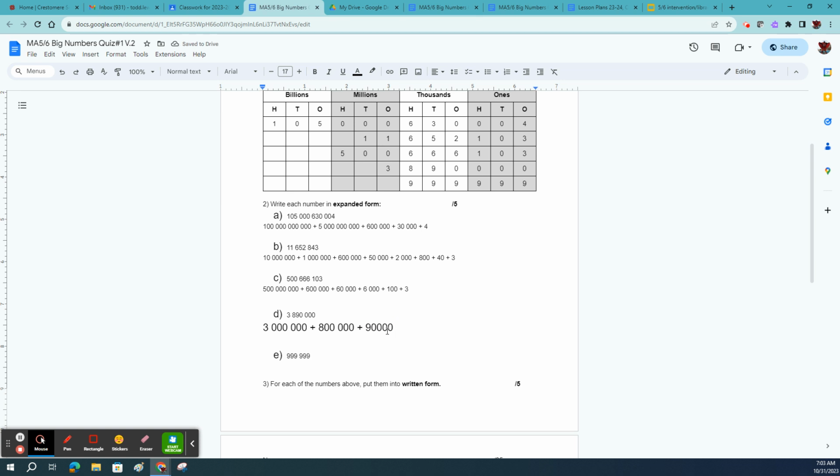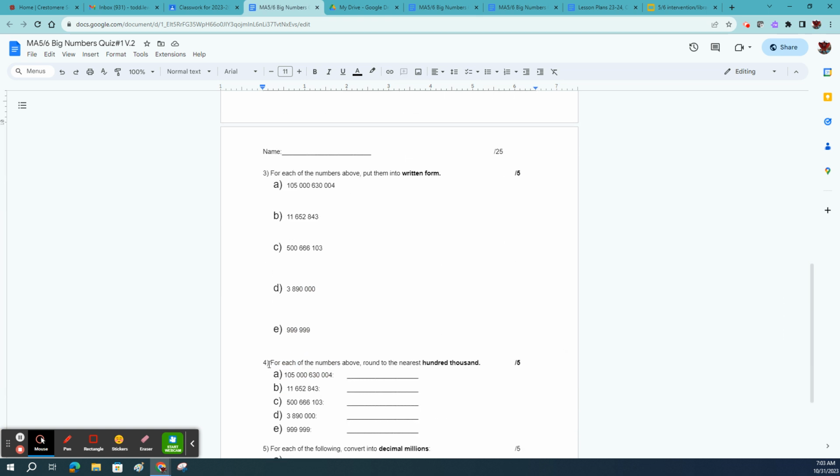I'm not putting it here because that's not a period. That's just one place value. You need to start from the right-hand side and count 1, 2, 3, comma. So it's every 3 digits, comma. That separates your periods. All right, and there's the answer for E. 900,000 plus 90,000 plus 9,000 plus 900 plus 90 plus 9. Whole bunch of 9s. All right, cool.